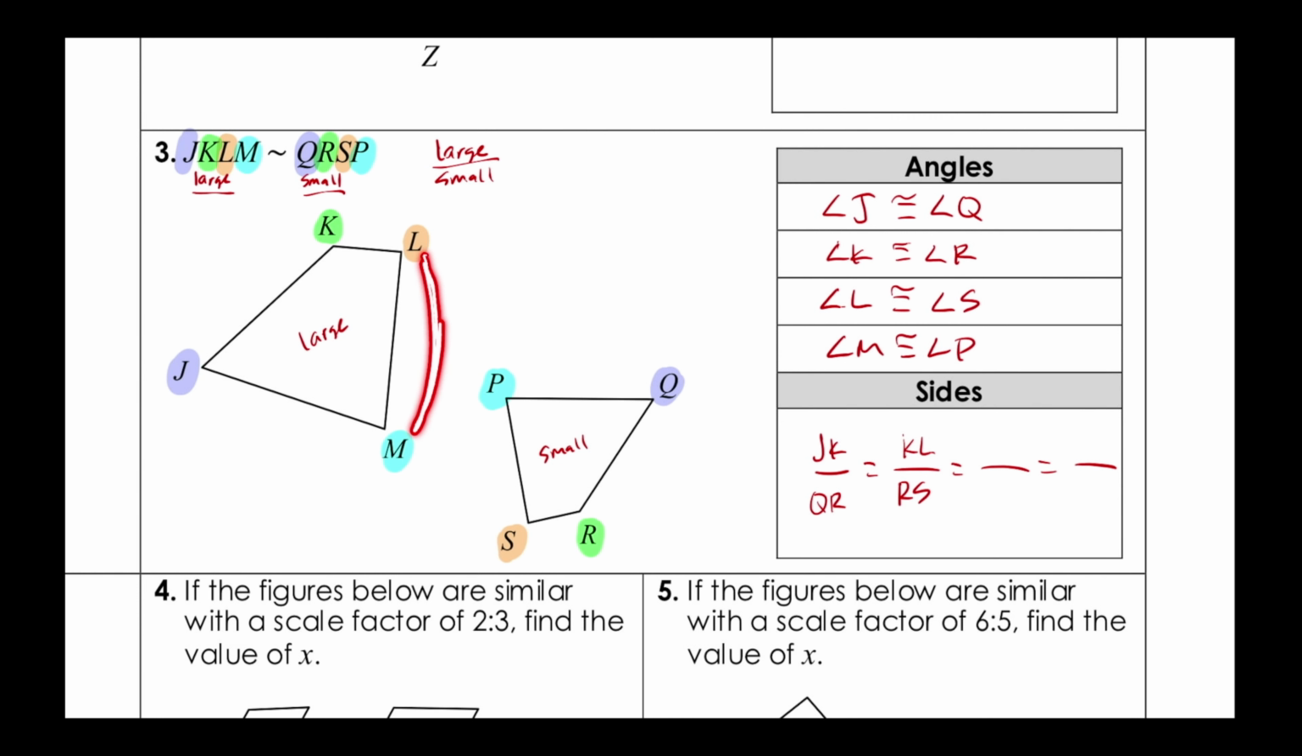LM, which is orange, blue. LM is orange, blue. So what's the orange, blue in the other one? Orange, blue is SP. And then the last one is blue, purple. MJ. So that's blue, purple, right? Don't forget, MJ goes to blue, purple, which is PQ. And there you go.